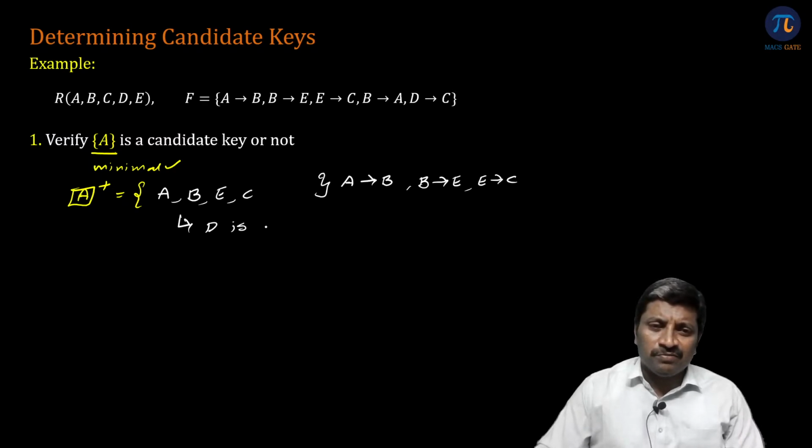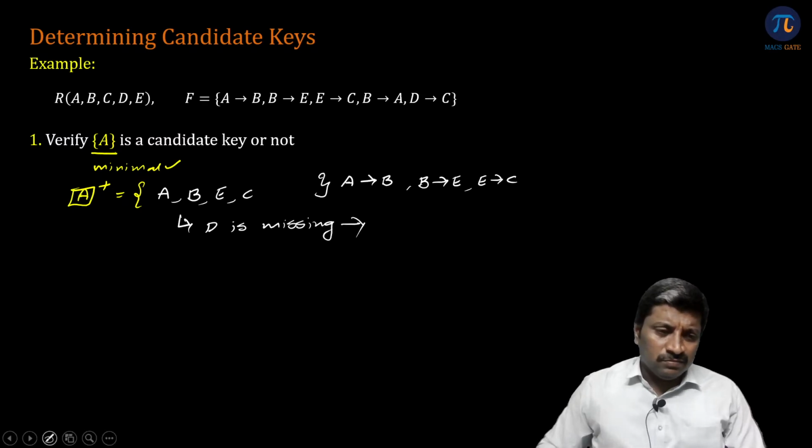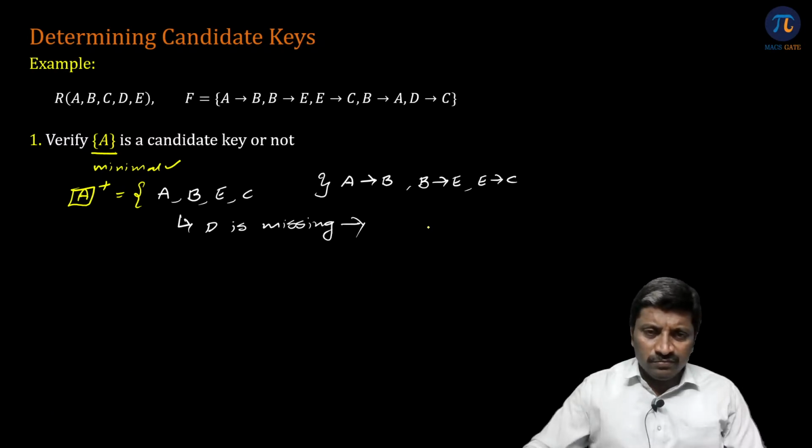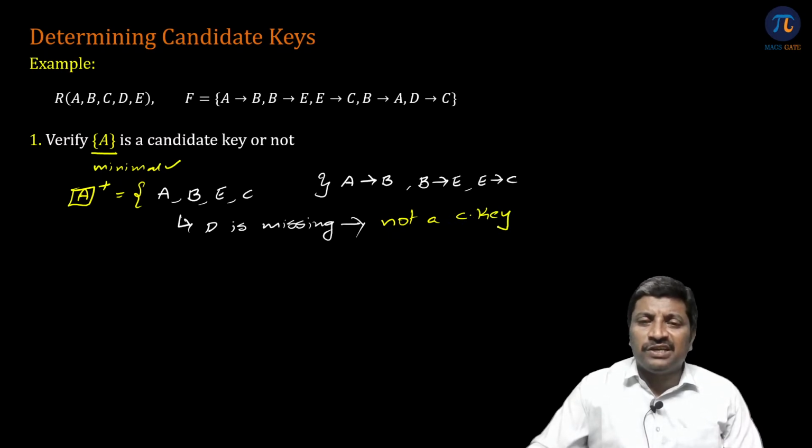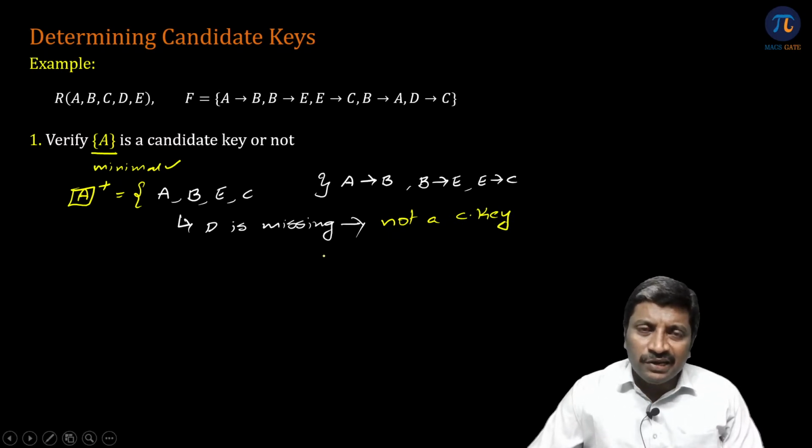D is missing. So it is not a candidate key. Of course, first of all, it is not a key and hence it is not a candidate key.